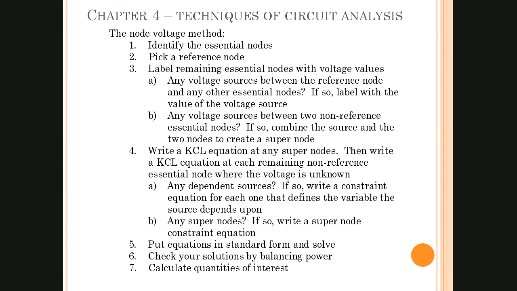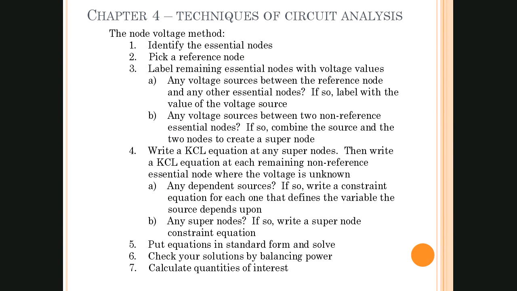Step 4, write a KCL equation at any supernodes. Then write a KCL equation at each remaining non-reference essential node where the voltage is unknown. And then we ask ourselves 2 more questions. Are any dependent sources in these nodes? If so, write a constraint equation for each one that defines a variable the source depends upon. And then the second question, do you have any supernodes? If so, write a supernode constraint equation.